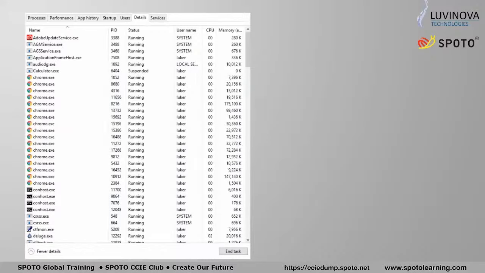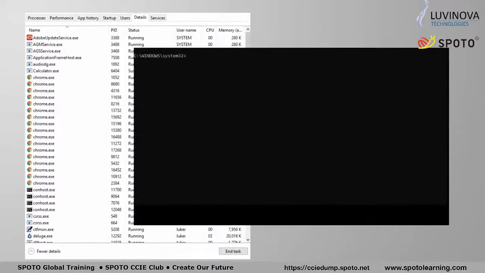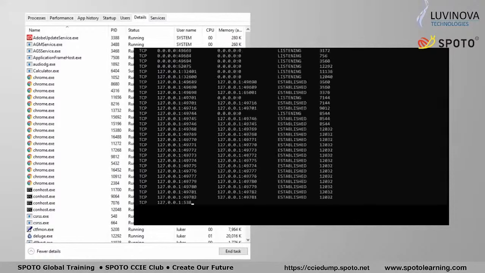These processes all make up applications. Some applications have one process, while others, like Chrome, have several. Some of these processes will be accessing the network. That means they'll have either a TCP or a UDP port assigned. And we can find this from the command line with the command netstat using the ANO flags.